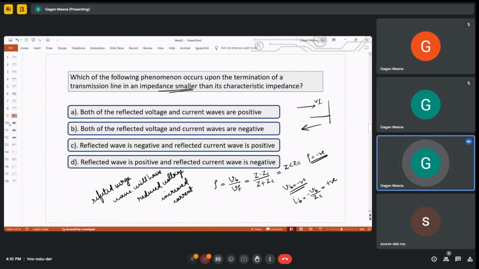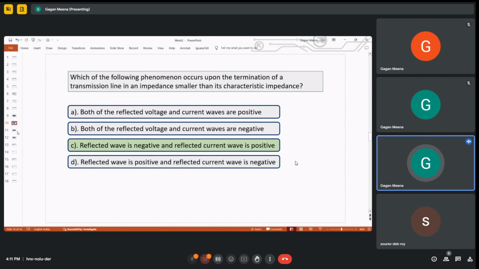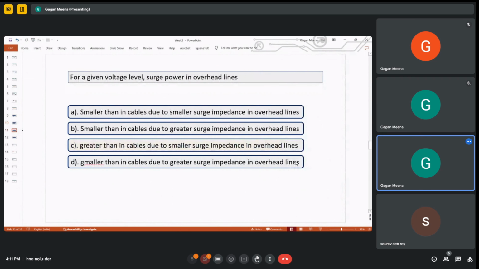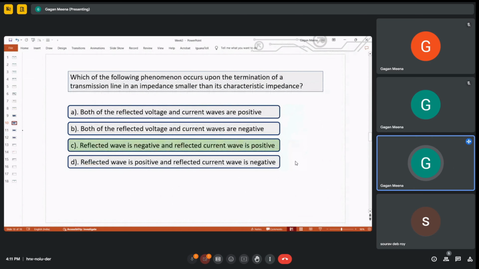Okay, so let us move to the next. So this is the first one. The answer is smaller. So what will happen? The reflected voltage wave is negative and the reflected current wave is positive. This is correct, because VB comes out to be negative and IB is always opposite of VB, so it is positive. Backward wave.